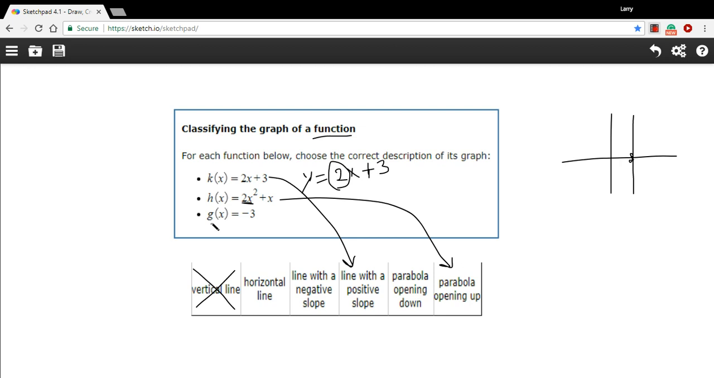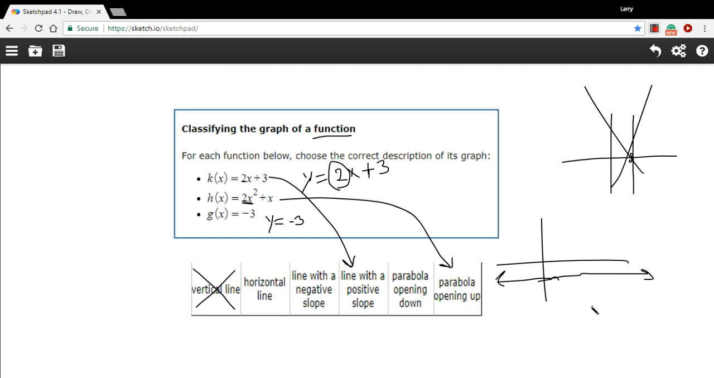All right, and our last one here says g of x equals negative 3. You can think of this as the same as y equals negative 3. And if we were to graph that, we would go to negative 3 on the y-axis, and it would be this line that included every point on the graph where y is negative 3. So you can see that's a horizontal line, and that's okay. A vertical line wasn't okay, that's not a function, but a horizontal line is okay. It has one y value, and for each x value, that y value is always negative 3 in this case, but that's okay. So this is going to be a horizontal line.